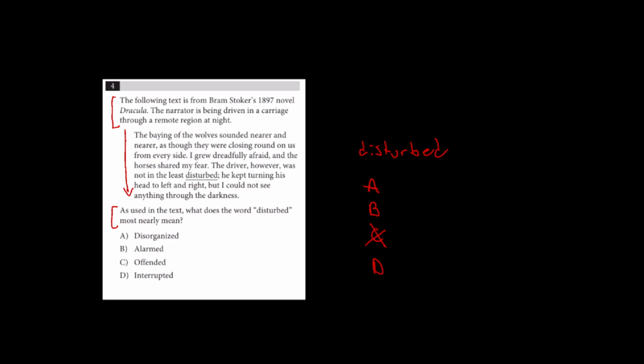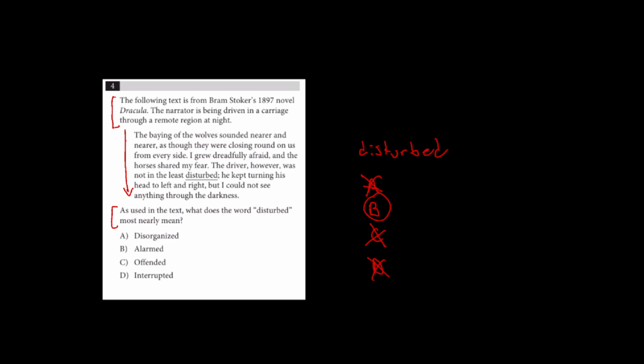The driver, however, was not in the least disorganized. He kept turning his head left to right, but I could not see anything through the darkness. So disorganized probably doesn't work here, or at least it works less than some of the other ones. So we're going to cross out A. Now we're down to alarmed and interrupted. Both of these work, but in the context of the sentence, alarmed is probably the one that works best. So we're going to go with B.